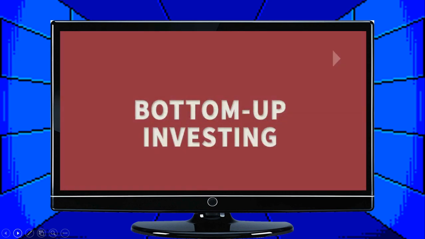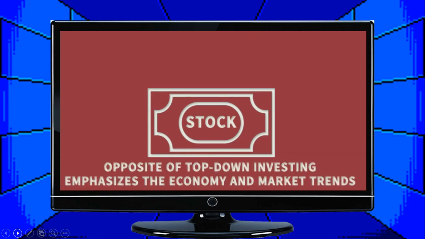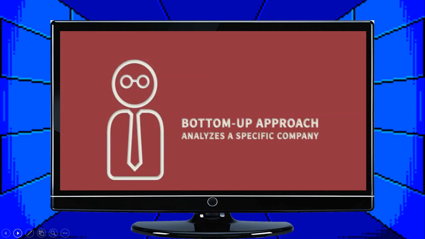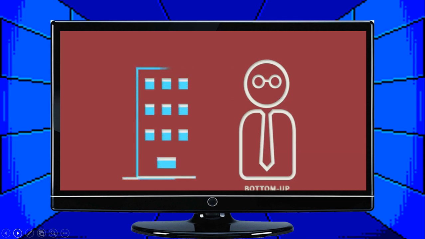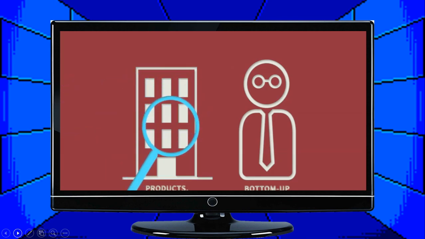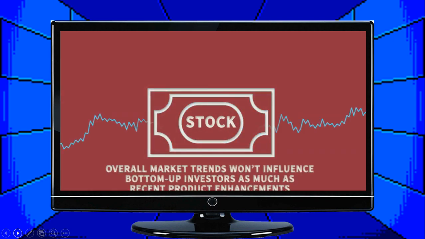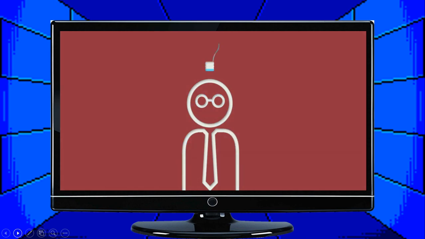Bottom-up investing focuses on individual stocks. It's the opposite of top-down investing, which emphasizes the economy and market trends. An investor using the bottom-up approach analyzes a specific company, assuming an individual company can perform well even in a struggling industry. Bottom-up investors find a company that interests them and then examine its products, management, and financial health. They also study how its stock has performed, but overall market trends won't influence bottom-up investors as much as recent product enhancements. To succeed, bottom-up investors need a good idea of what to look for in a stock's performance.